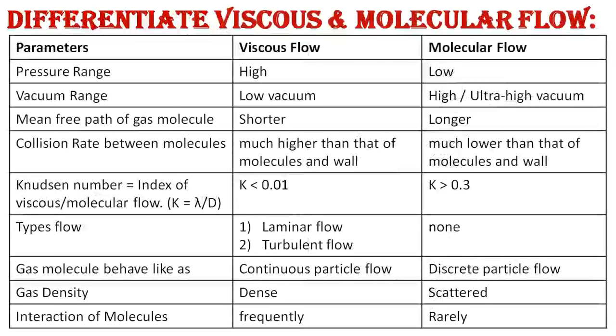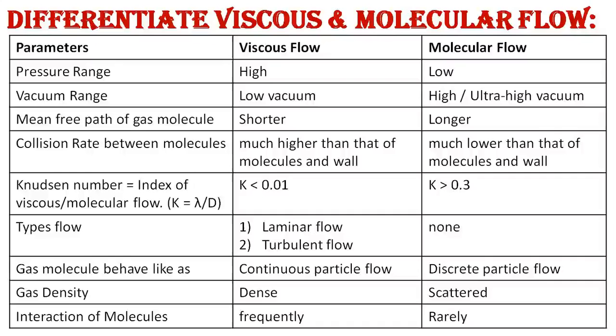Now the difference between viscous and molecular flow. Viscous and molecular flow are differentiated by various parameters. Starting with pressure range, viscous flow is high and molecular flow is low. Second parameter is the vacuum range. Viscous flow is low vacuum, molecular flow is high vacuum. Next one is the mean free path of gas molecules. In viscous flow it is shorter, in molecular flow it is long.